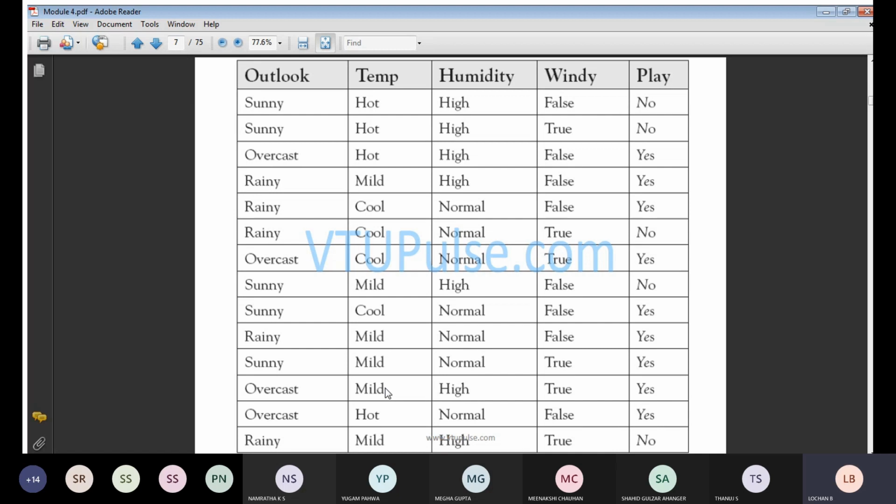I'm not telling only about cricket, other outdoor games also. Generally, when they want to play an outdoor game, they will look at the conditions. If all the conditions are satisfied, they are going to play.